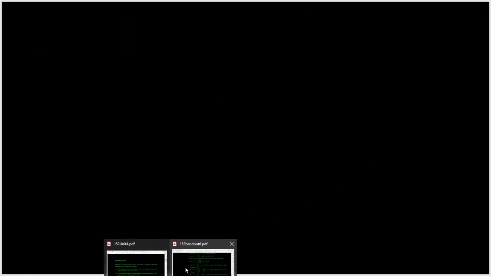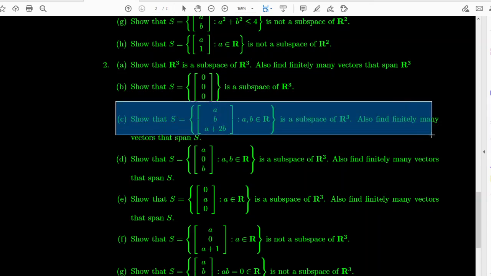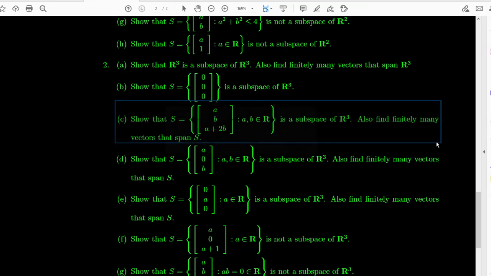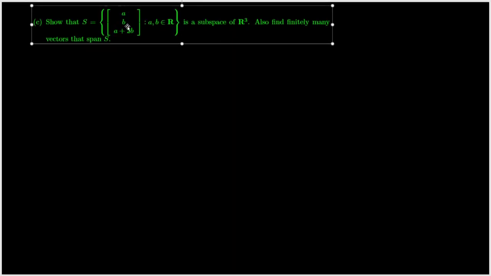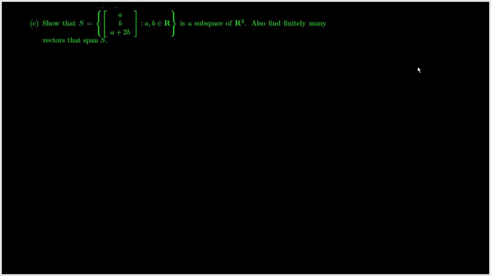Okay, now let's work on a typical question. Now let's say question C. Question C is actually a typical question, not a trivial one. That's actually a non-trivial subspace. It's not R3 itself. It's not the subset consisting of the zero vector. We'll work on question C now. Now concentrate on Friday's quiz. You are going to see a question like that, very similar.